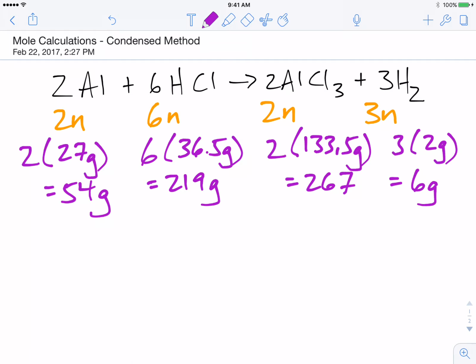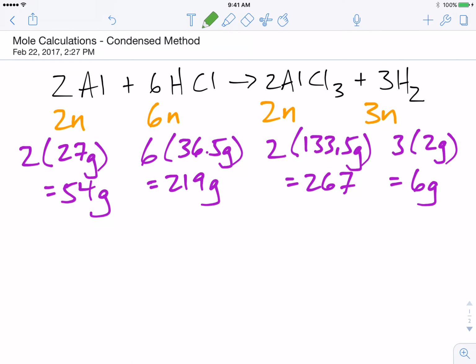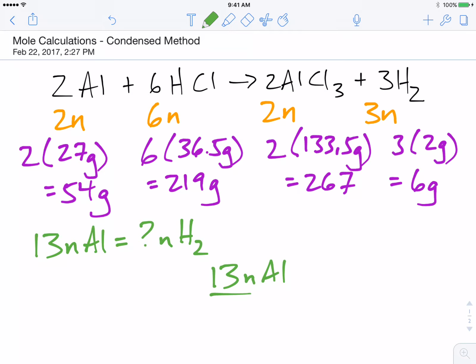All right, so now let's think about doing some calculations with these. And we'll first start out with a mole-to-mole calculation. Okay, so let's say that we had 13 moles of aluminum, and we wanted to know how many moles of hydrogen that we could make. So I'll start out by writing my given and my want, 13 moles of aluminum, and what we want to find out are moles of hydrogen.